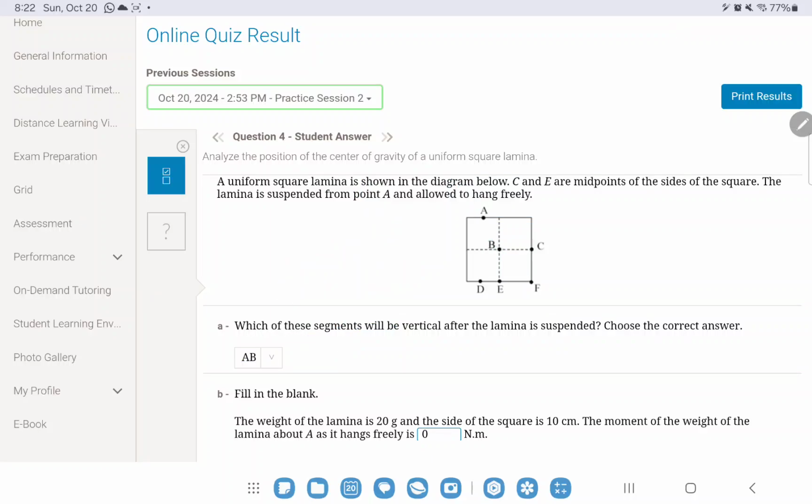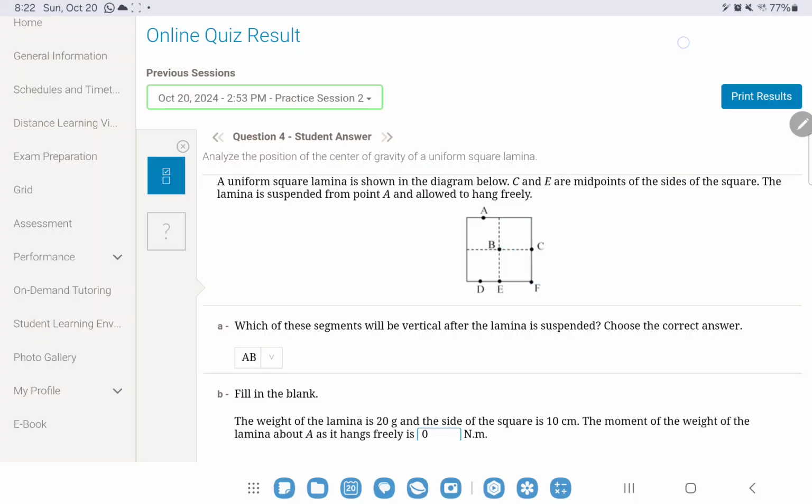Now let's see part B. The weight of the lamina is 20 grams and the side of the square is 10 centimeters. The moment of the weight of the lamina as it hangs freely is... Now, we would solve this, but we know that weight acts downwards, and this is the weight of the lamina.